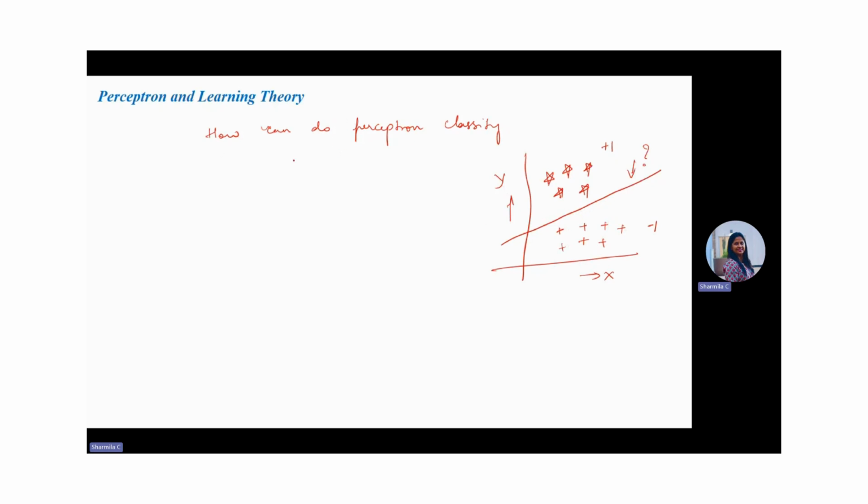That is what we are doing: how can a perceptron classify? We are not learning here how to adjust the weights, that will come in the next slide. Here we'll see how a perceptron actually classifies.